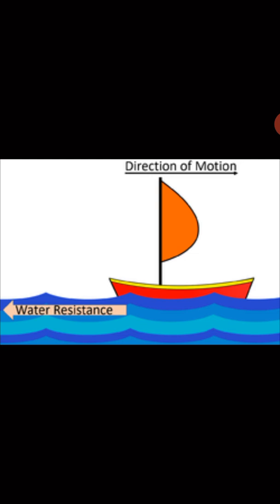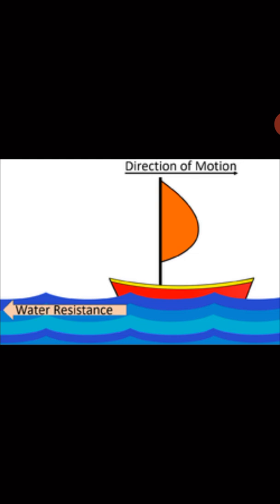Let us see now what is water resistance. If an object is moving on the surface of water, there is a force which acts on the object, and that force is in the opposite direction to the motion of the object, and it is water resistance. If objects are in the air, it is called air resistance. If they are on the land, it's air resistance. But if the things are on water, then water resistance acts on those things.